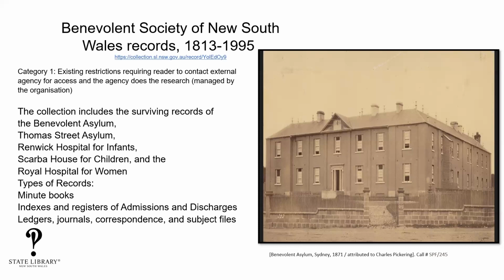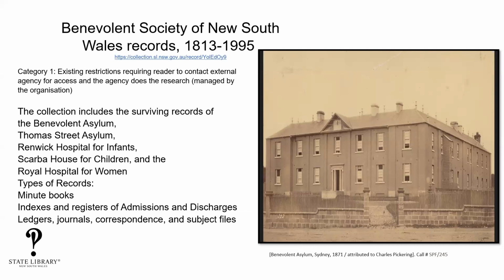Also note, the records that we have for the Benevolent Society have different levels of restrictions. Generally, for the more recent records, the Society will actually undertake the search for you. You do need to approach them. And for some of the records, generally the older ones, you do need a letter of permission, but you will do the searches yourself.